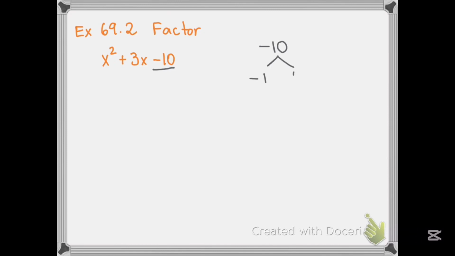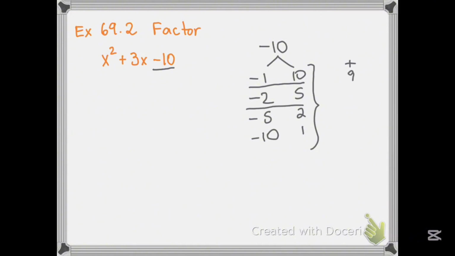So I have negative 1 times 10, negative 2 times 5, negative 5 times 2, and negative 10 times 1. Again, notice it's not an infinite amount of options. We just have 4 pairs to look at. And which one of these pairs, if I add them, gives me positive 3? Well, if I add negative 1 plus 10, I get positive 9. If I add negative 2 plus 5, the answer is 3.